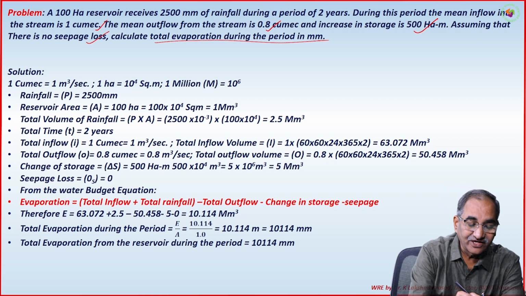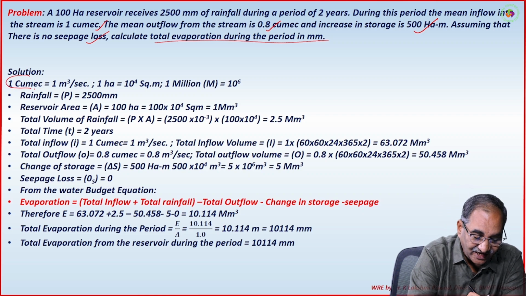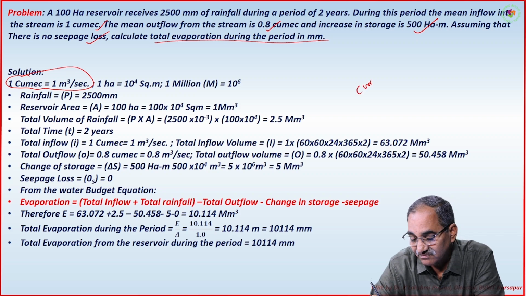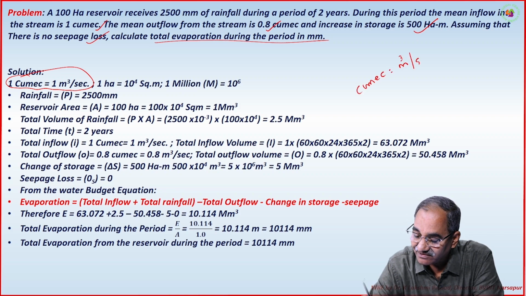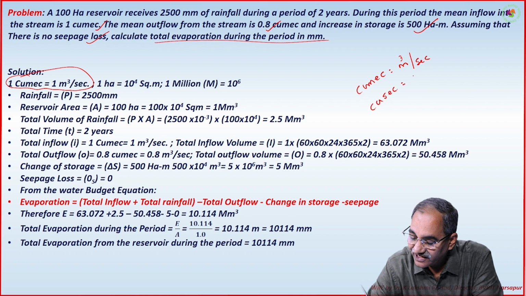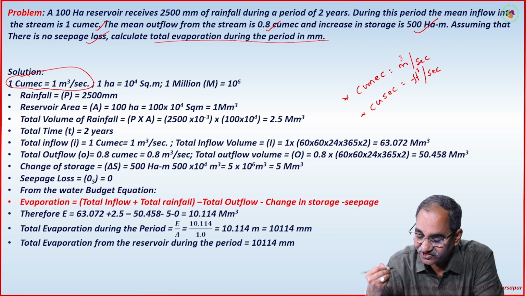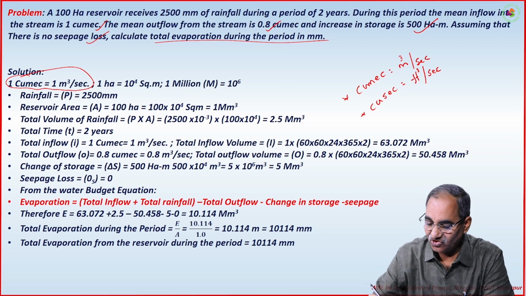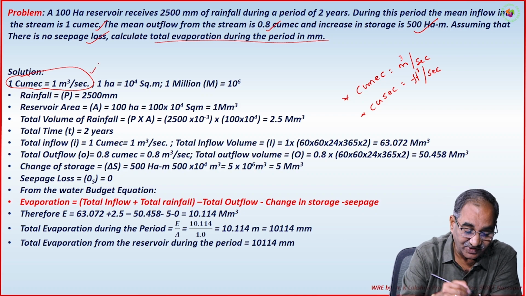Let us see. What is cumec first? Once again, please note it. Cumec means meter cube per second. Cusec means cubic feet per second. So these are the common discharge units that are utilized in irrigation. So cumec means 1 meter cube per second.